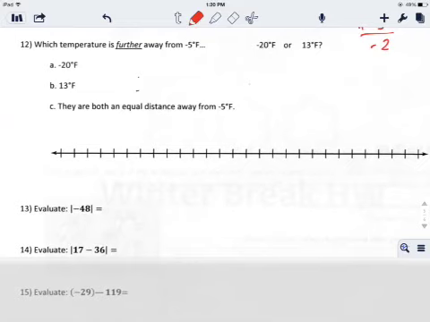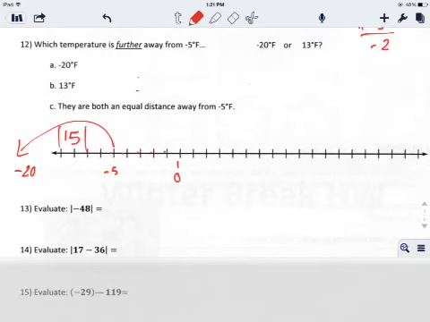Which temperature is further away from -5? Let's pick a number and call it 0. -5 would be 1, 2, 3, 4, 5. That's -5. And I didn't leave myself enough room here. I don't think there's enough room on this number line to go by ones, but think about -20. How many steps would that be away, right? From -5 to -20 would clearly be 15 steps. It's -15 steps, but we're talking about the distance, right? So you can think of it as maybe the absolute value. The absolute value from negative 5 to negative 20 is 15, right? It's 15 steps.